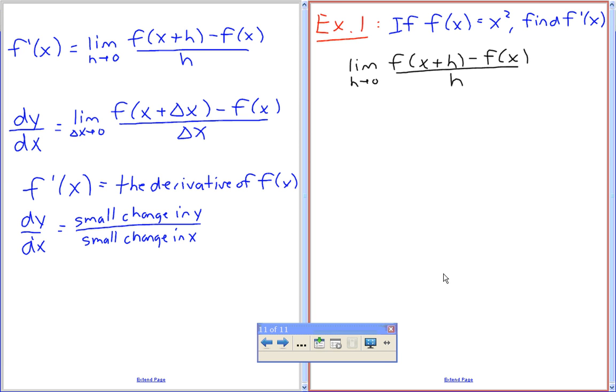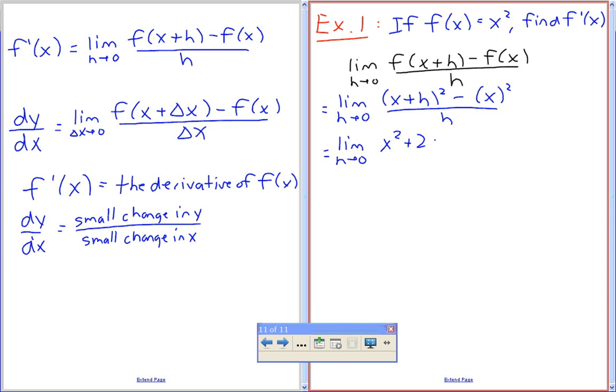F of x plus h in the equation. And x squared plus 2xh plus h squared minus x squared. Yeah, I'm just going to do it like this, but you're exactly right. It turns into, as h approaches 0, x squared plus 2xh plus h squared minus x squared all over h. Austin, what do I do now, please?